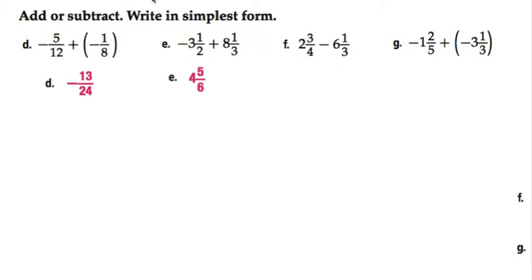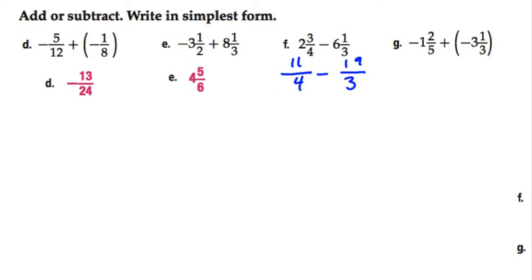This one again, change your mixed numbers into improper fractions. Sorry about that. So an improper fraction on this one, we are going to have fourths on the left side, and we're going to have thirds on the right side, and we are subtracting. So what's our numerator? 4 times 2 is 8 plus 3 is 11. 6 times 3 is 18 plus 1 is 19.